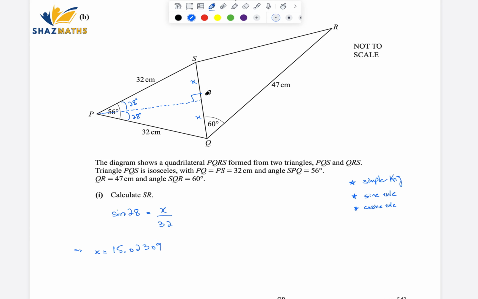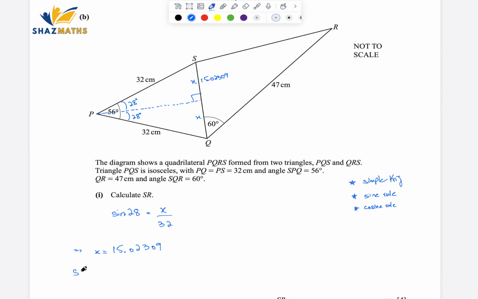This is equal to 15.02309. Now see, why I am using this up to 5 decimal places is because that's not the final answer. Within the question, whenever you are using any value, it should be up to at least 4 to 5 decimal places, just to avoid the error as much as you can. The best practice is to use the full answer from the calculator.